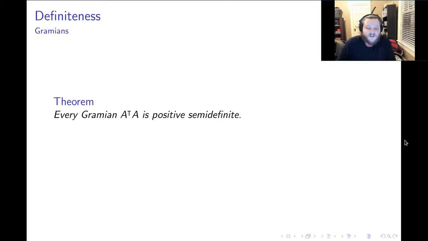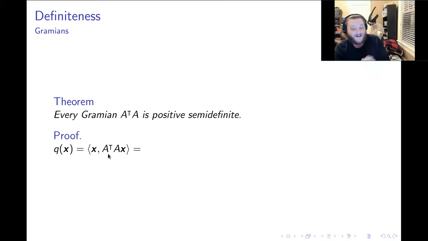Our first step in this direction is this theorem that tells us about Gramians. Remember that the Gramian of any matrix is always a real symmetric matrix. And it turns out, according to this theorem, that the Gramian is always a positive semi-definite matrix. The proof here is not terribly difficult. If I look at the quadratic form represented by a Gramian, the formula would be q of vector x equals the inner product of vector x with A transpose times A times vector x.